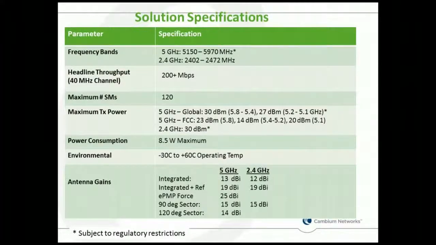Very low power consumption. We have a wide operating temperature range. And then the antenna gains are listed here. So integrated antennas are 12 to 13 dBi, depending on the frequency, all the way up to 25 dBi for the ePMP Force.